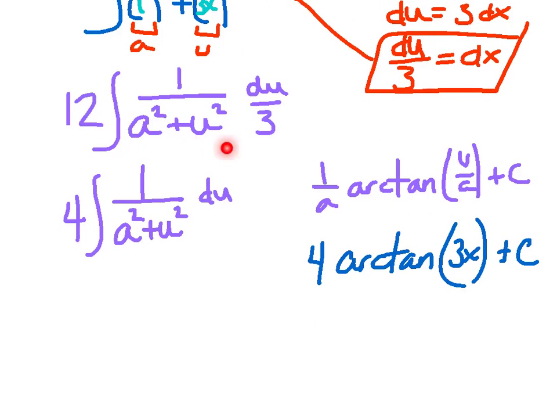So here I am rewriting it. I pull the 12/3 out as a 4, and I've got my a squared plus u squared, which is equivalent to arctan. My 1 over 1, and then times this 4 gets me a 4 there. Arctan u over a plus c.